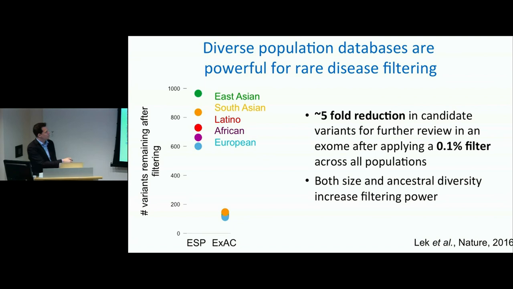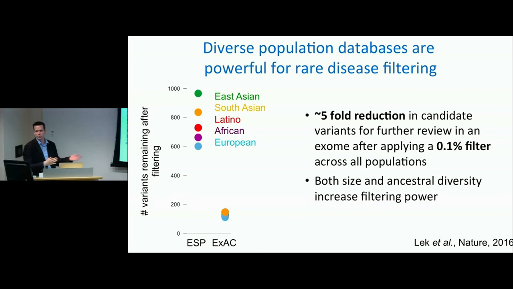And what we can see here is that there's somewhere between a 5- and 10-fold reduction in the number of variants remaining in a patient's exome after filtering with a 0.1% frequency threshold. And that is much more true for populations that are not well represented in ESP, like East Asians, for instance. We do equally well with ExAC in East Asia as we do in Europe, whereas that's not true for previous data sets.